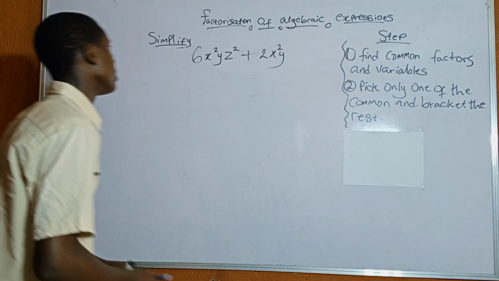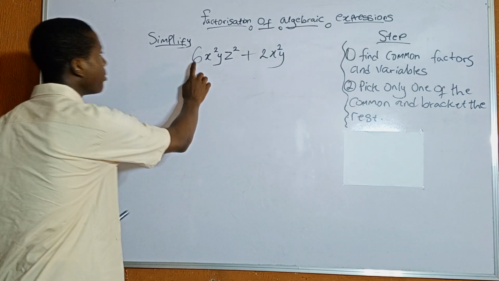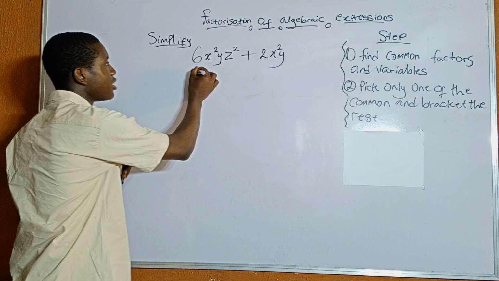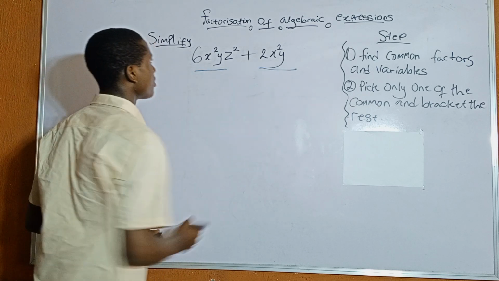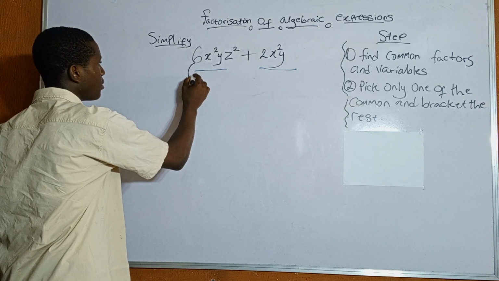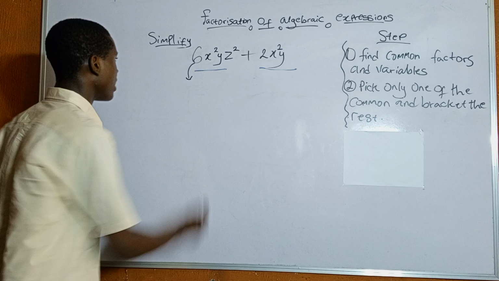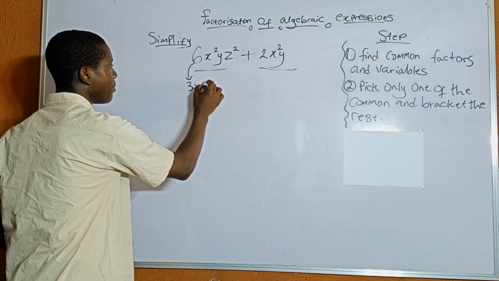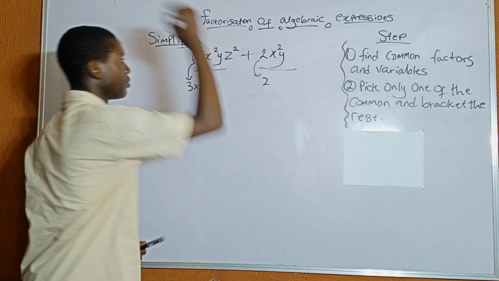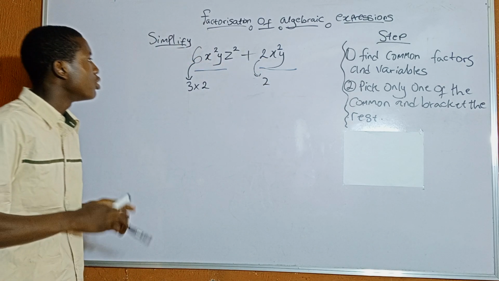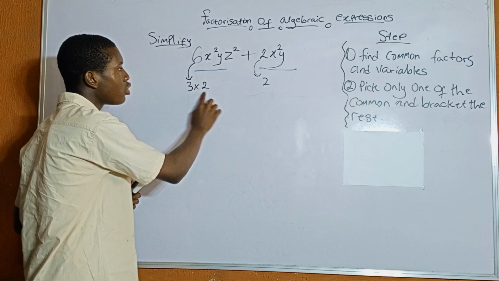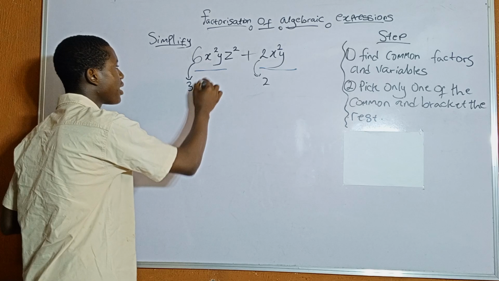Now what are common factors? Common factors are numbers which can be found in different units of the question. Let's say this is one unit and this is another unit. Right here I have 6, and 6 can also be represented as 3 multiplied by 2, and over here I have just 2. What we are meant to do is pick out the common one. You can see we have 3 multiplied by 2. 2 is common, 2 is common, so we can pick out 2.